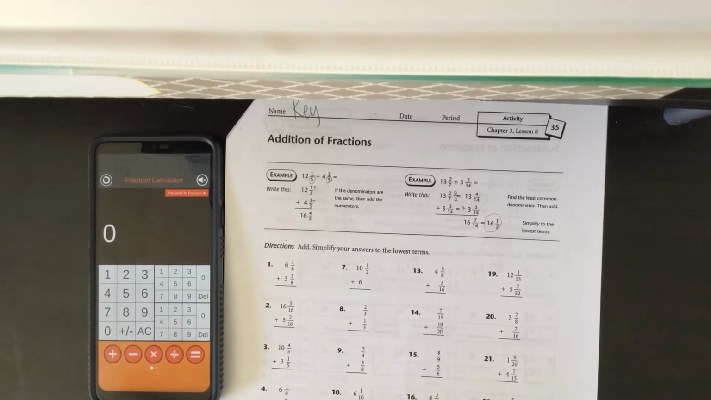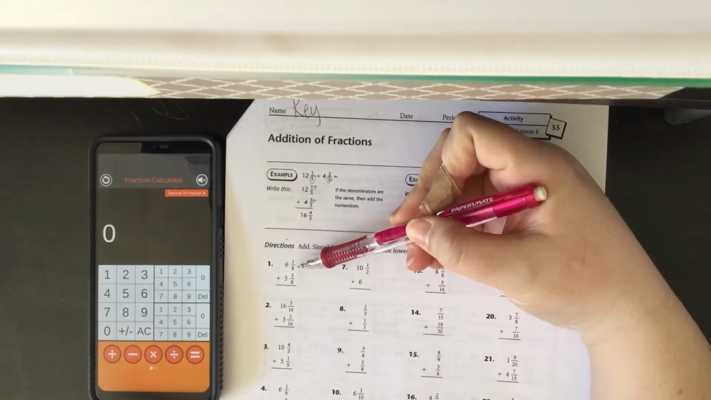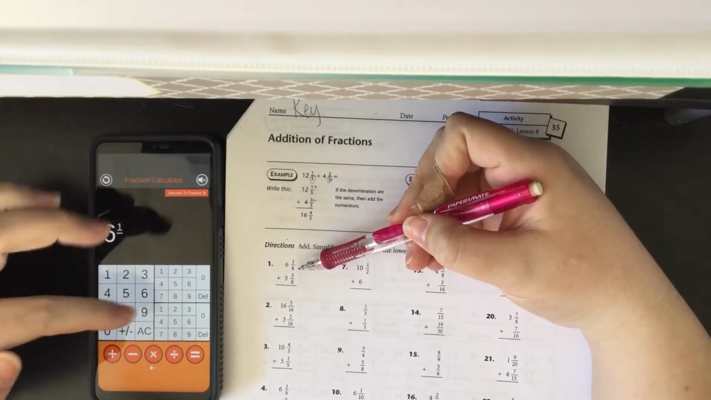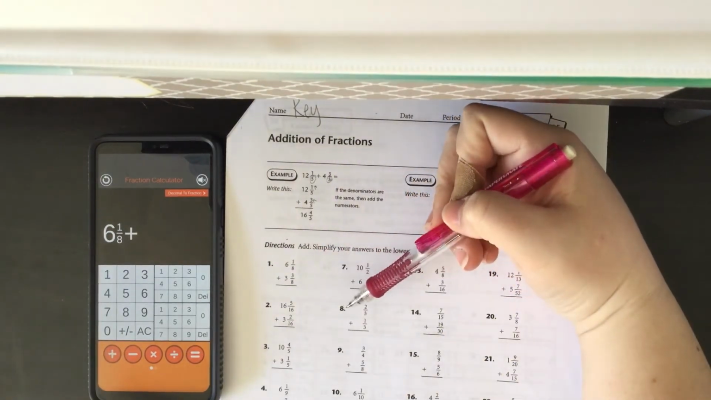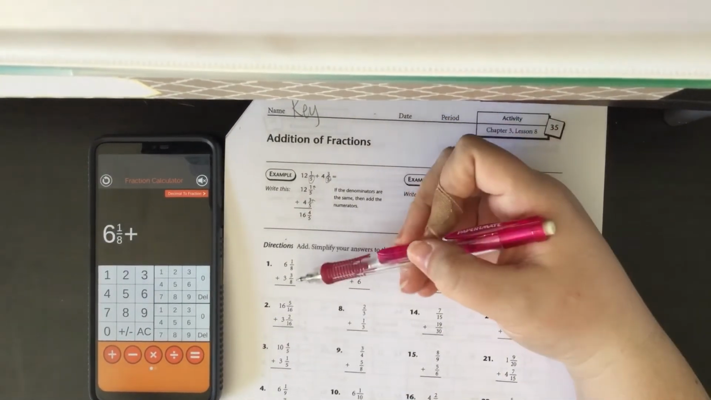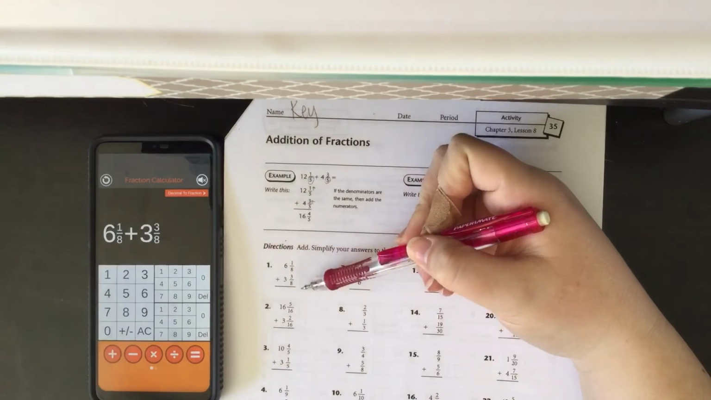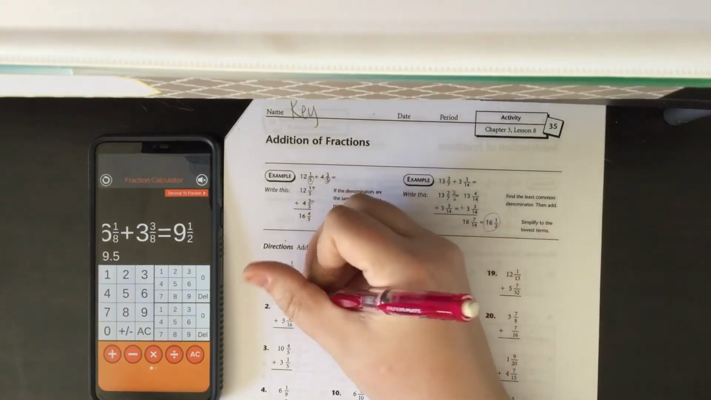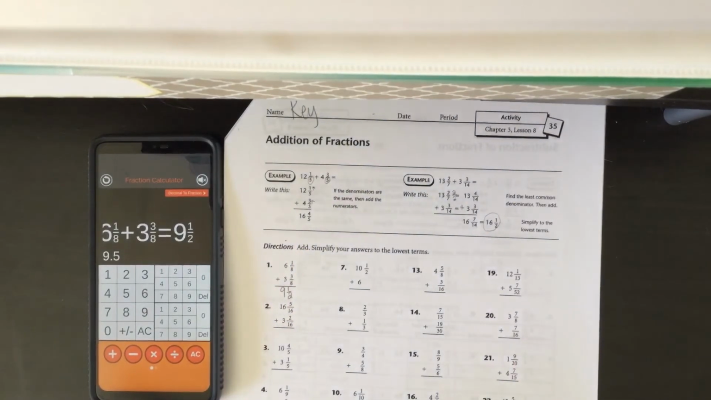To add these together, we want to take, for number 1, the 6 1/8. So my 6 is these big numbers off to the side. The top numbers are my numerator. The bottom numbers are my denominator. And I want to add it with 3 3/8. Okay, once I have my problem set up like that, all I have to do is hit equals, and that gives us the answer of 9 1/2. It simplifies it for us, okay?